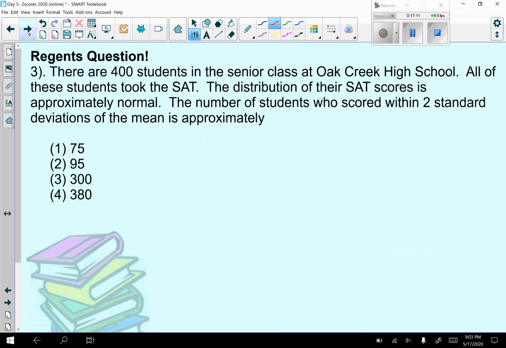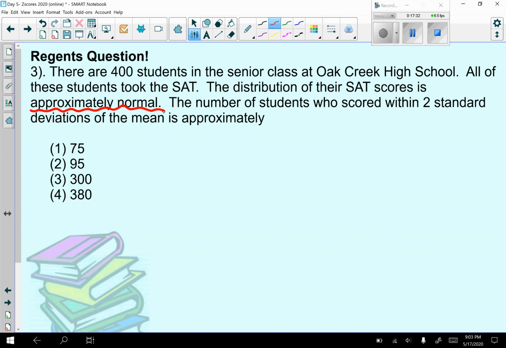Let's take a look at a Regents question. There are 400 students in the senior class at Oak Creek High School. All of these students took the SAT. The distribution of their SAT scores is approximately normal. The number of students who scored within 2 standard deviations of the mean is approximately.